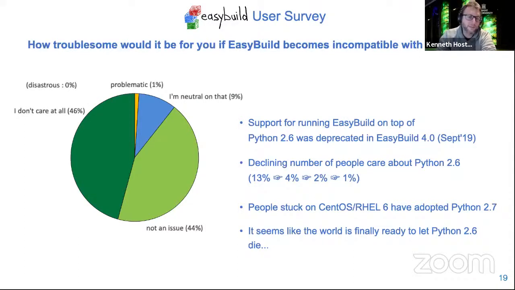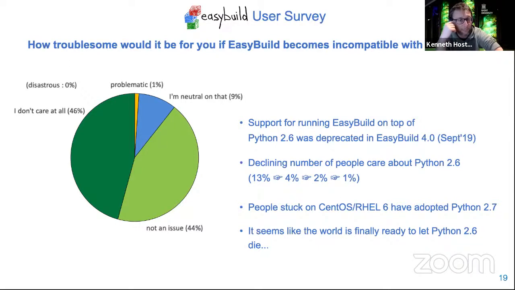Then a related question we ask is: how troublesome would it be if EasyBuild becomes incompatible with Python 2.6? EasyBuild today is still compatible with Python 2.6 just because it's pretty easy to do that. If you're compatible with 2.7, you're basically also compatible with 2.6, so there's very little difference between these versions. It's clear that most people wouldn't really mind if we dropped support for 2.6.